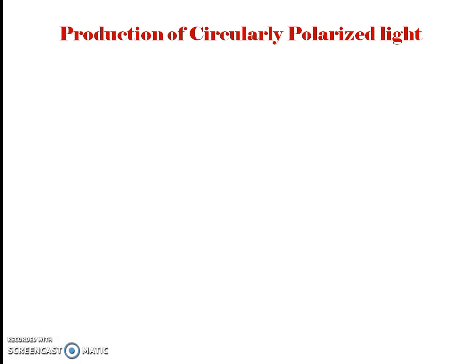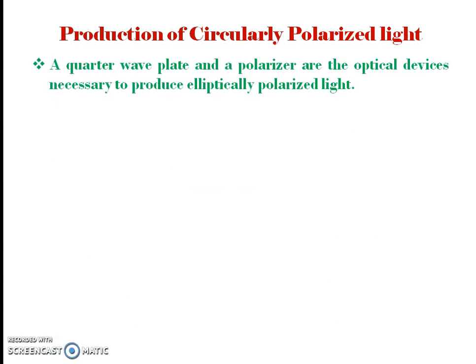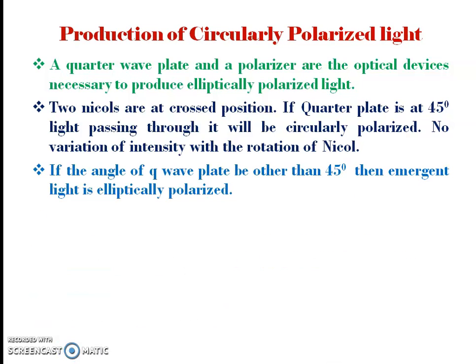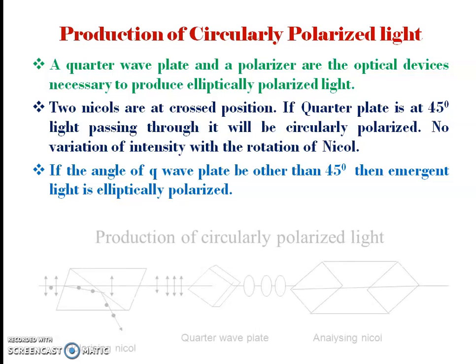Now let us talk about the production of circularly polarized light. A quarter wave plate and a polarizer are the optical devices necessary to produce elliptically polarized light. Two Nicols are at crossed position. If the quarter wave plate is at 45 degrees, light passing through it will be circularly polarized, so there is no variation of intensity with the rotation of the Nicol. If the angle the quarter wave plate makes is other than 45 degrees, then the emergent light is elliptical.